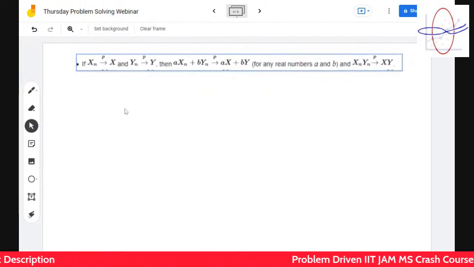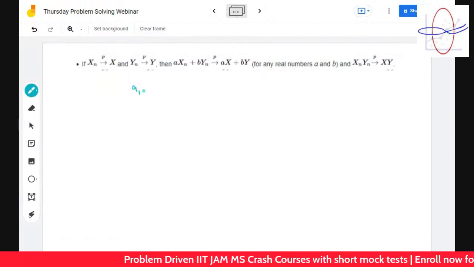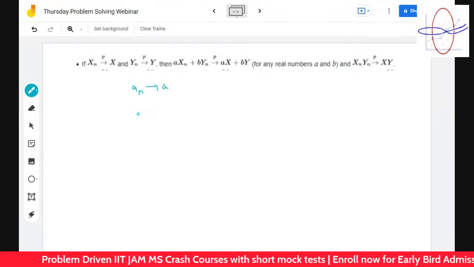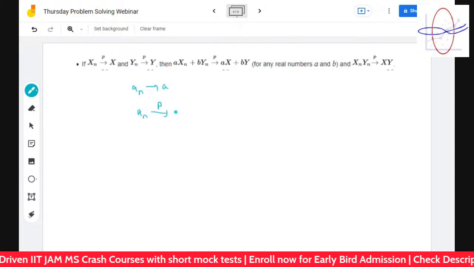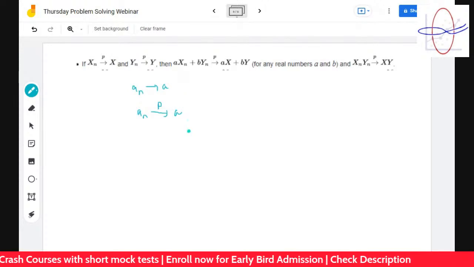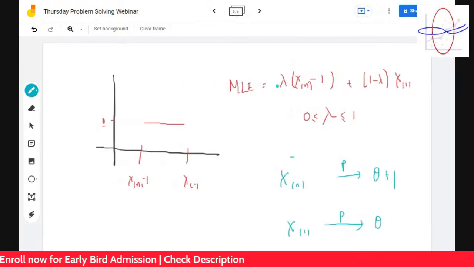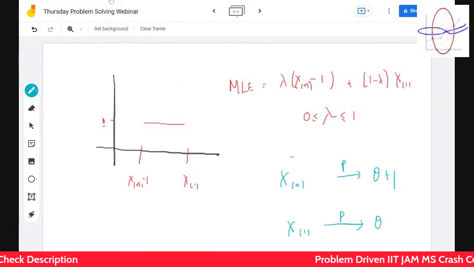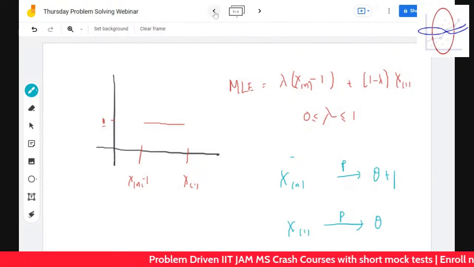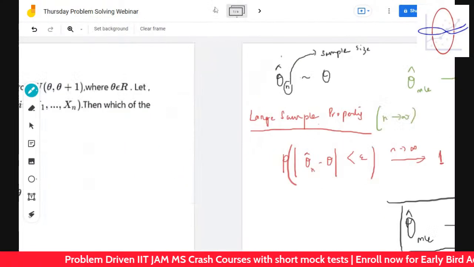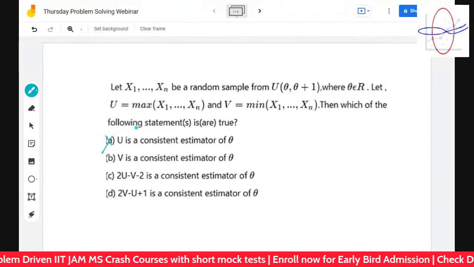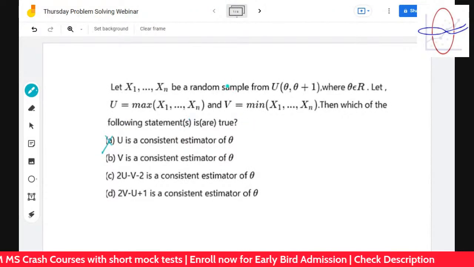And if any sequence An converges to A, then you can write An converges in probability to A. It's the same, just like that. So did you understand, Tishika? Yes, sir. Xn converges in probability to theta plus 1, so it doesn't converge in probability to theta. Therefore, this is not a consistent estimator. Is V a consistent estimator?